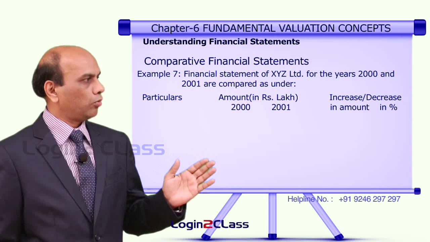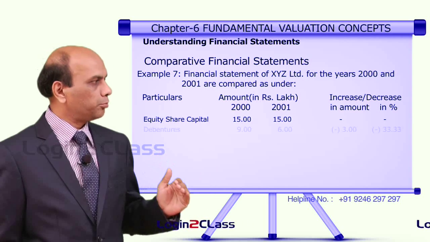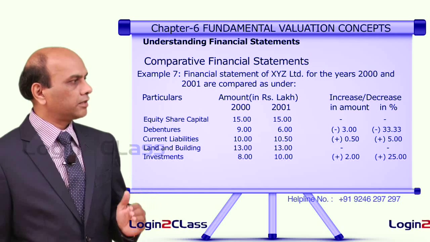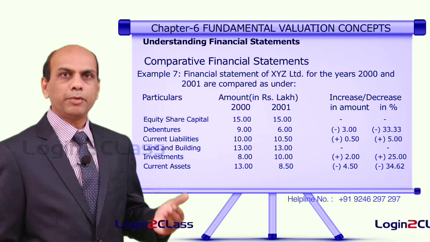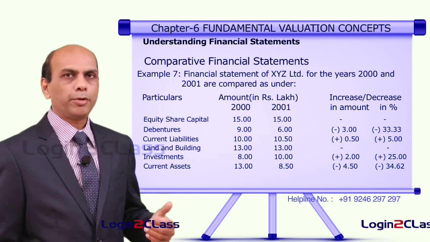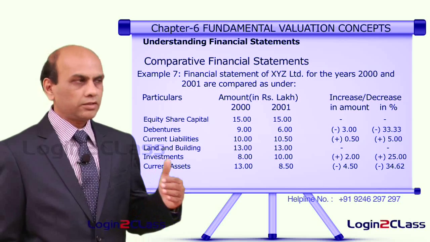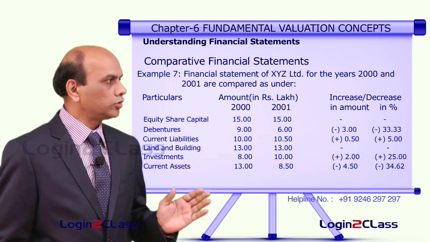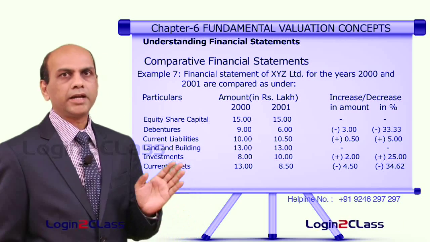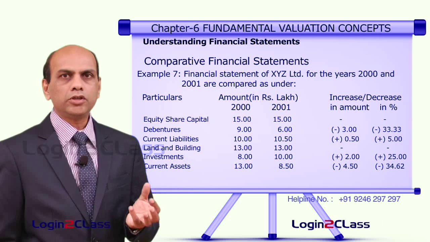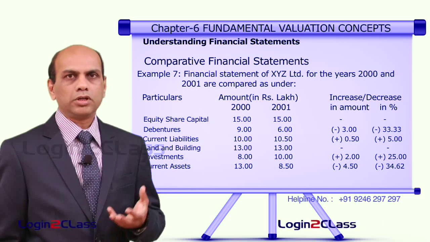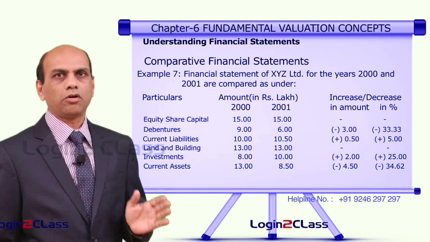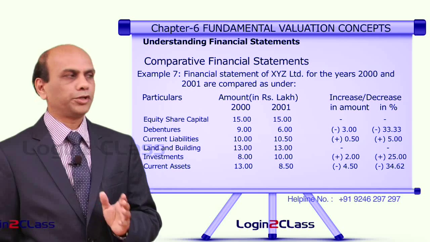You can see how the equity share capital, the debentures, the current liabilities, land and building, investments and current assets changed or remained same or performed better compared to the previous year. So these aspects of this particular company are not only compared in terms of amounts of change for the period 2000 and for the period of 2001. This will give me a comparative statement of how the company has performed with respect to these categories or these aspects of financial performance of this particular company.